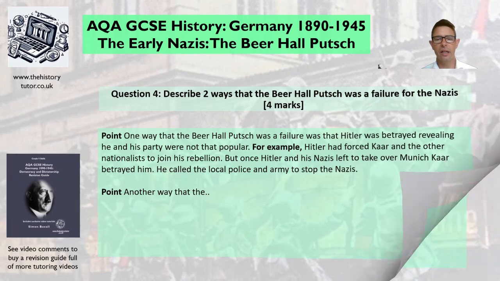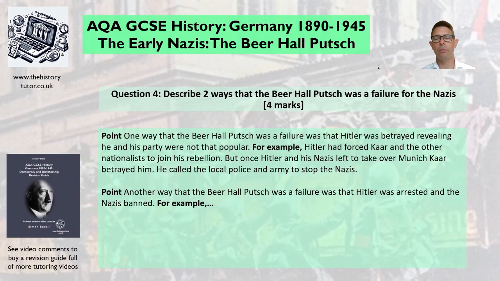So, as I've said, another way that the Beer Hall Putsch was a failure was that Hitler was arrested and the Nazis were banned. So now let's give some evidence for this. So, for example, and again, think about the story of events, what happens, and the consequences of the Beer Hall Putsch maybe for the Nazis, and give some evidence. Pause me now and write a couple of sentences about it.